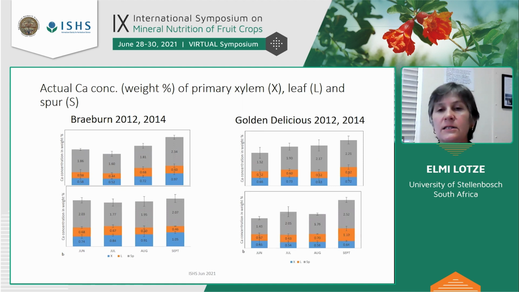For Golden Delicious, we see again the highest concentration of calcium in the spurs, followed by similar concentrations in the xylem and the leaf. And in this case, again, in 2012, we found a significant increase in the calcium percentage of the spur, but not so much for the xylem. In 2014, we see a significant increase in the xylem concentration. No, not really. More so in the leaves, but then also in the spur.